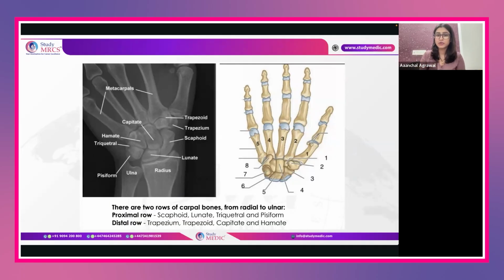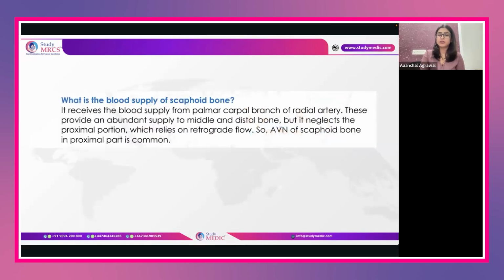It will be about the scaphoid bone, the blood supply of the scaphoid bone. So what is the blood supply of the scaphoid bone? It is from the palmar carpal branch of the radial artery. What is the peculiar point here? It is a retrograde supply. The artery arches around and first supplies the distal part, then the middle part, then the proximal part.